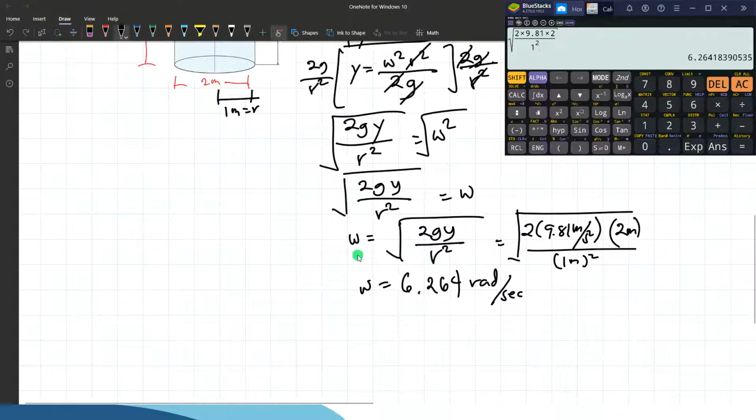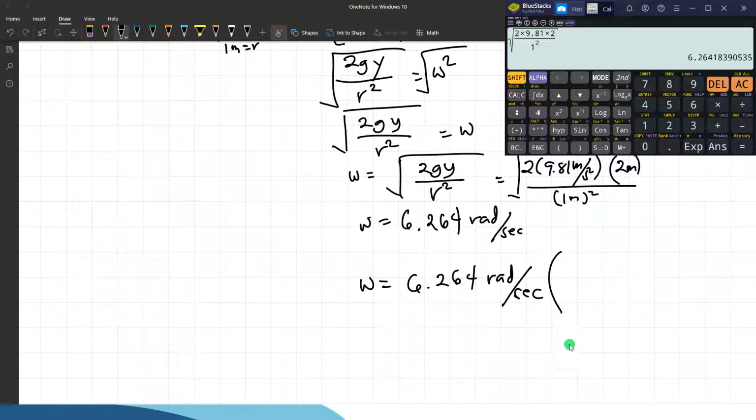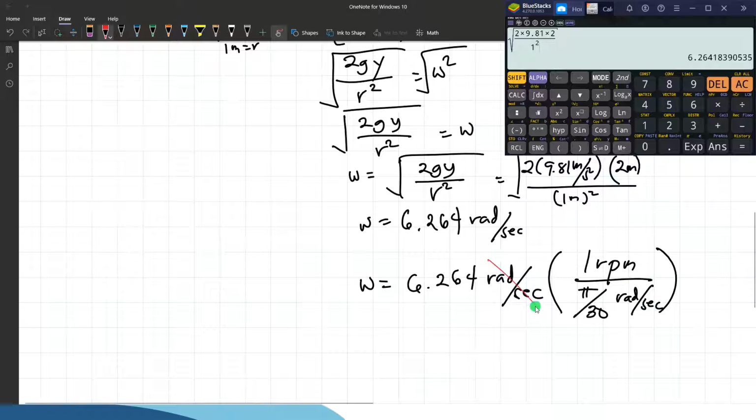So let's convert this to revolutions per minute, sorry. So to convert 6.264 rad per second, we have a conversion factor of 1 RPM is equivalent to pi over 30 rad per second. So that cancels out the unit.